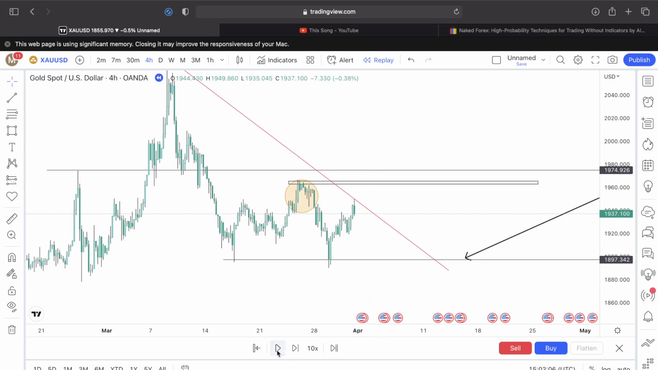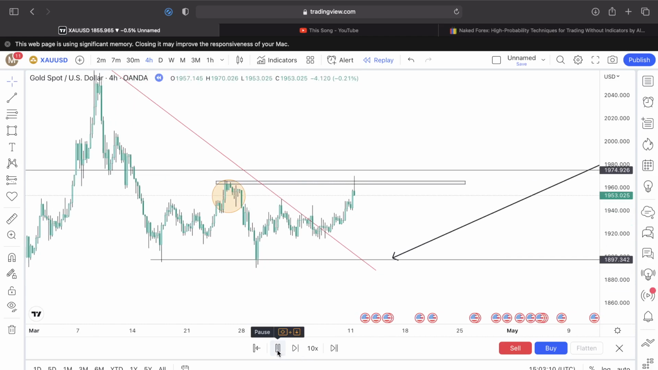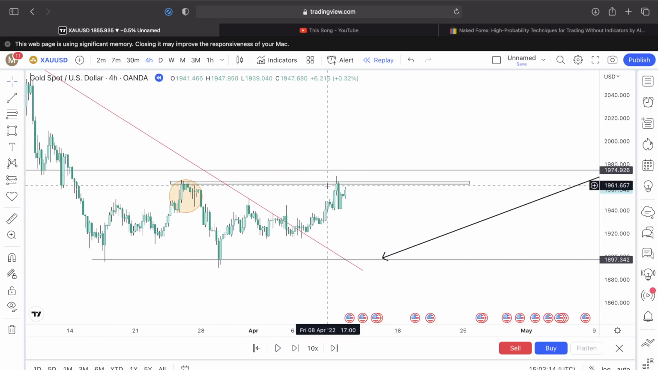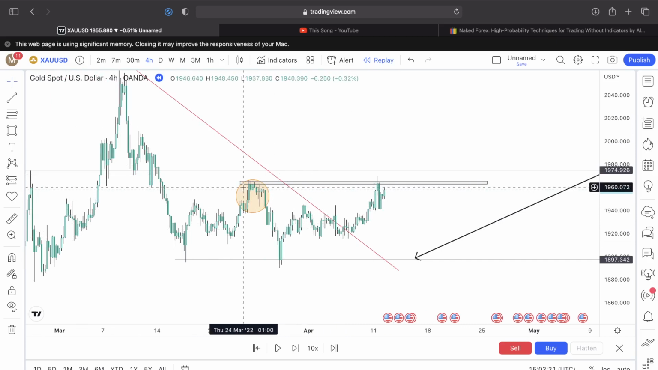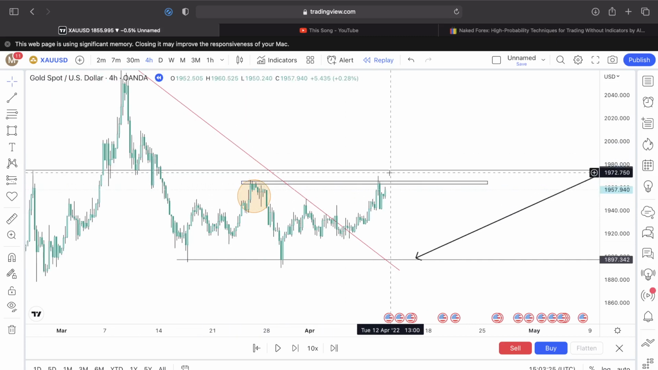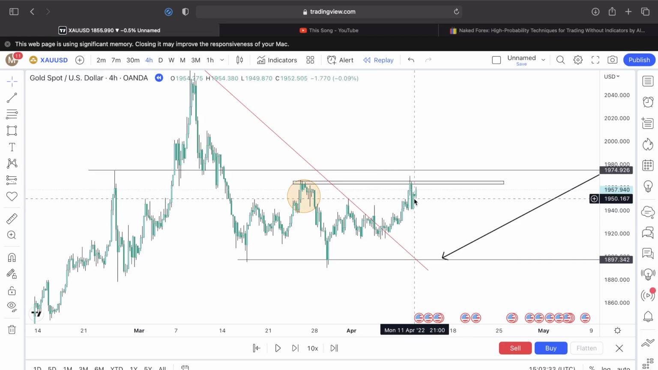So let's play. Boom, it's going to drop. Boom, boom, boom. It kept dropping. Boom, stop. So now it went all the way up and touched the equal high. Now we see on the 4 hour time frame it touched this area and it's trying to break up. We still know we are on a downtrend. What we do now is just look for an entry opportunity to sell.